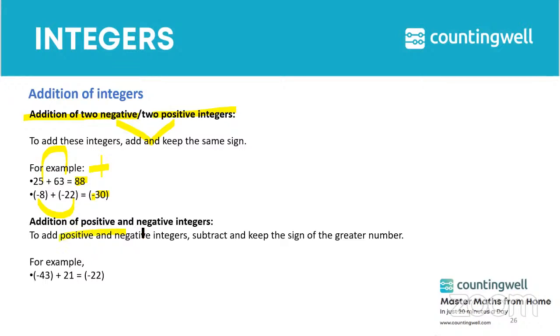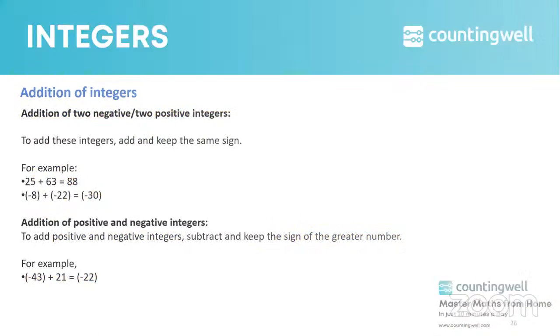Whereas if the integers have two different signs, like positive and negative or negative and positive, we have to subtract the numbers and then keep the sign of the greater number. So here we have to subtract 21 from 43, which will be 22, and check which of these numbers has greater value. So here 43 has greater value. So we take the sign of 43, which is minus sign. So the resulting answer is minus 22.